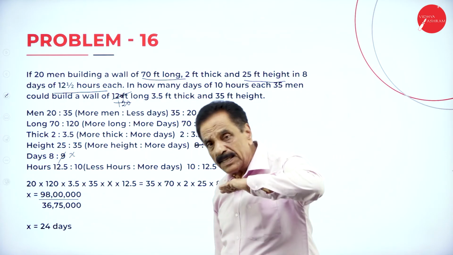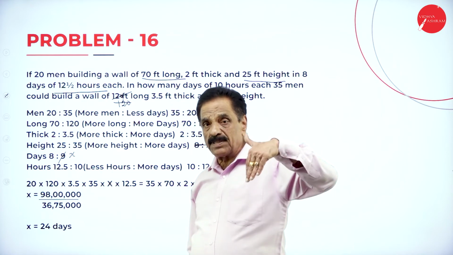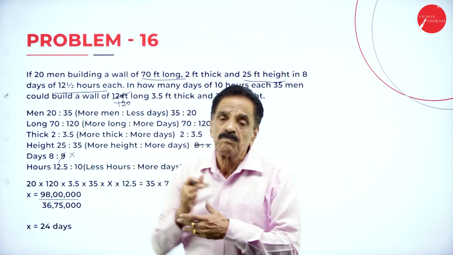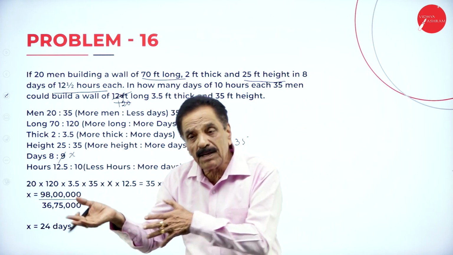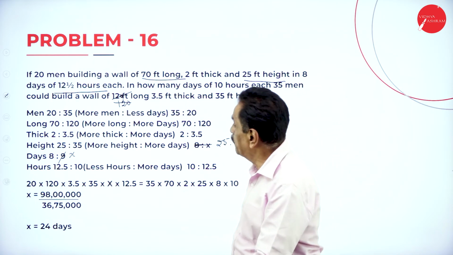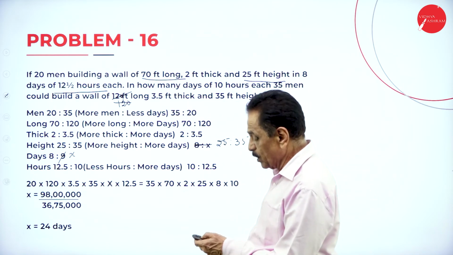More men, more days: directly proportional. More men, less days: inversely proportional. How is it? More men, more days is directly proportional. More men, less days is inversely proportional. Okay? Then we'll move on to the next one.